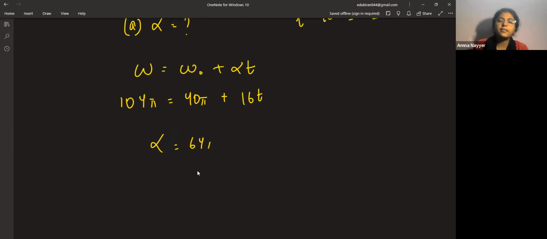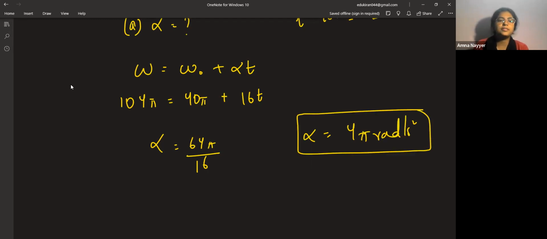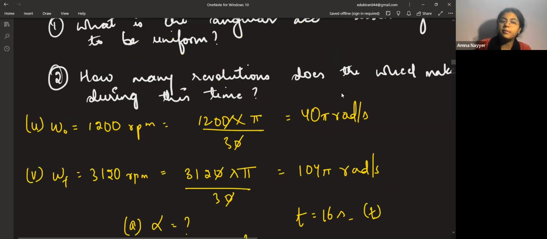64 pi divided by 16. So this is 4 pi radian per second square. This is the first part, right? To find out alpha. This was unknown. Clear? Now come to the second part.